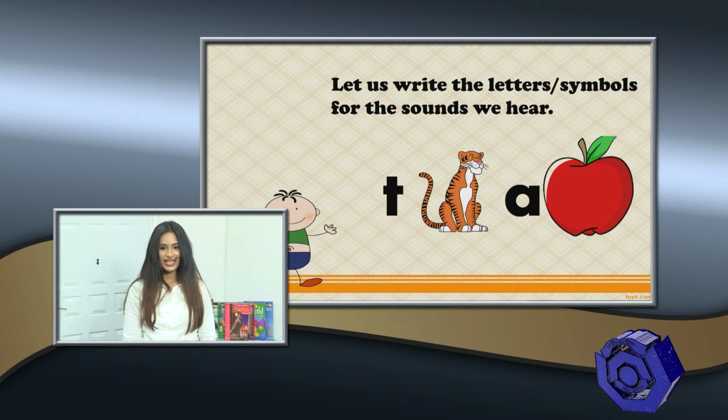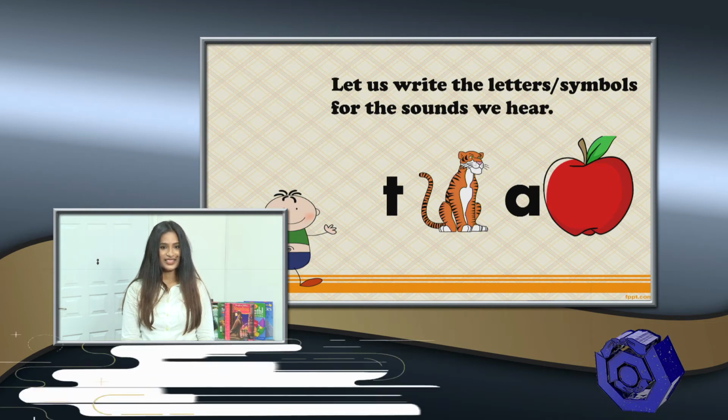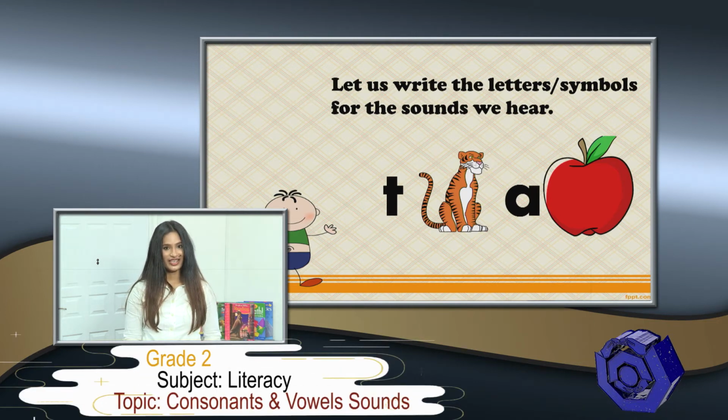Now we're going to write the letter that says a. The letter that says a is letter A. Let's write letter A. Letter A is written as half around and one stroke down. Let's go. Half around and one stroke down.